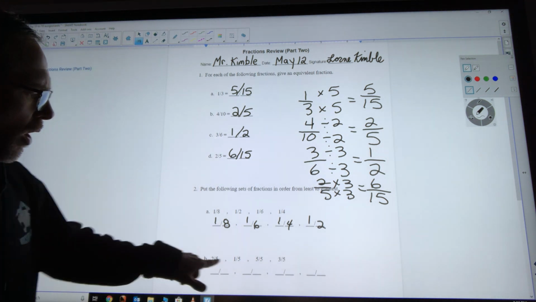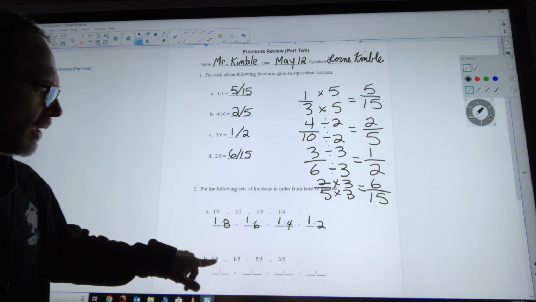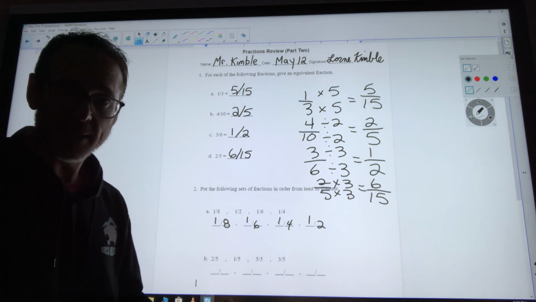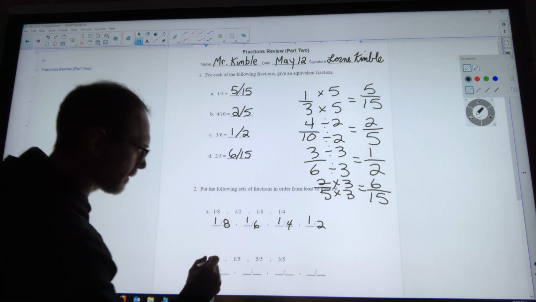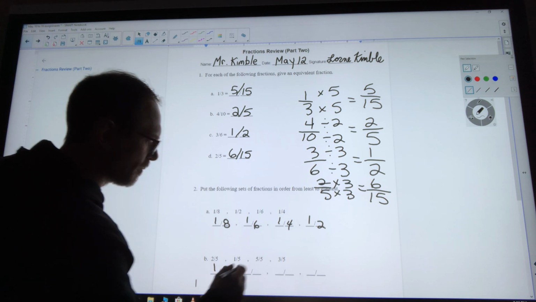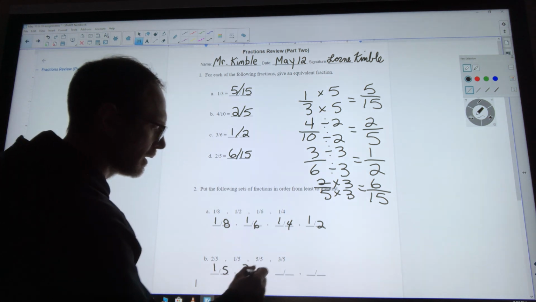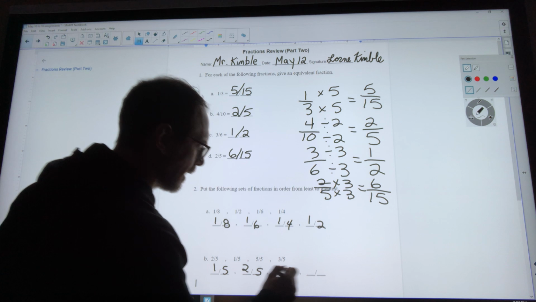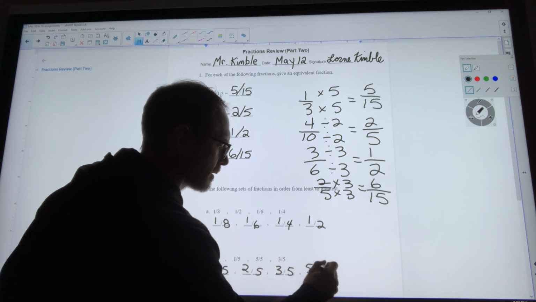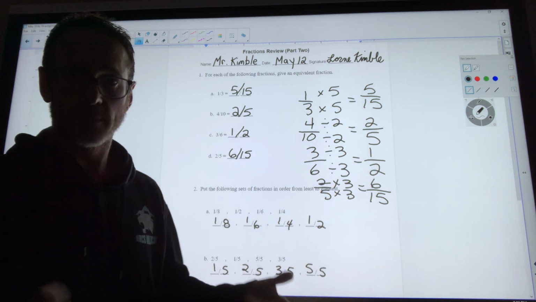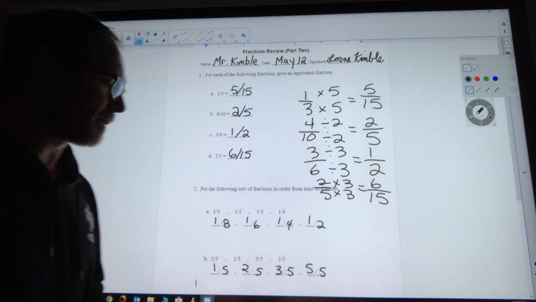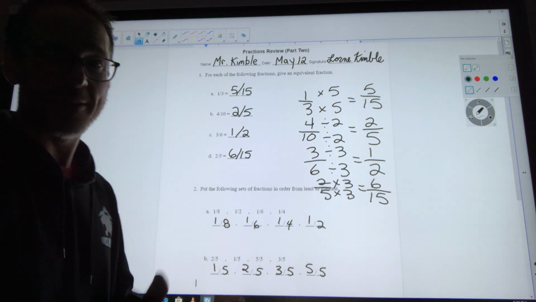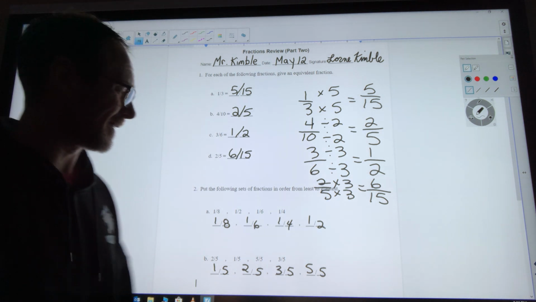For number 2, all of the denominators are the same, so it's just looking at the amount of pieces you have. So 1/5 would be the smallest one, then 2/5, then 3/5, and then the largest would be 5/5, which would be actually a whole one. If a pizza was cut into 5 pieces and you ate 5 pieces, it means you ate one whole pizza.